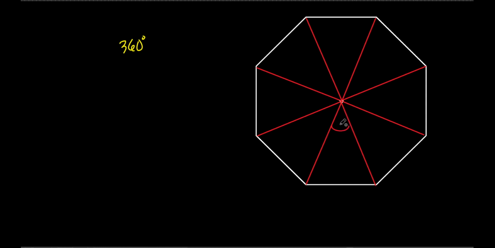So how do I find just one of them? Just divide it by 8. That's it. Okay, and that is 45 degrees. So this angle right here, the central angle, is 45 degrees. What if I wanted to find, let's do this a different color. What if I wanted to find this angle and this angle?